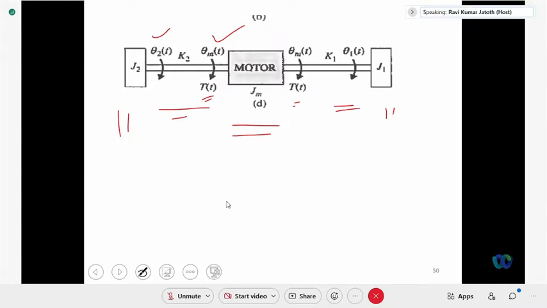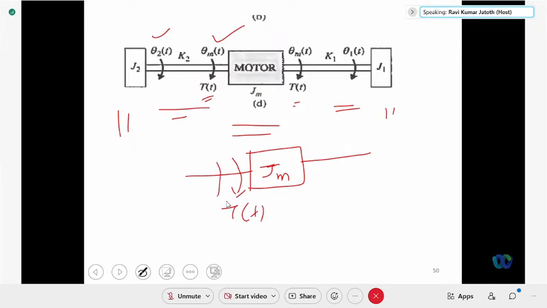Now here the motor is having moment of inertia Jm. So torque T of t is applied in this direction, which results in a rotation of theta m of t. And here also the same angular rotation, which is theta m of t. Okay. All right.